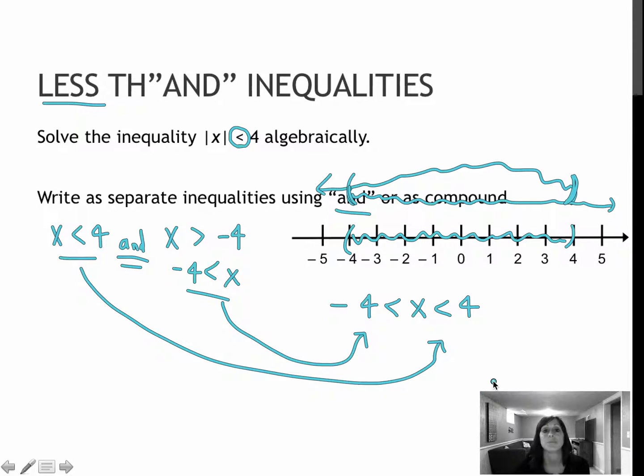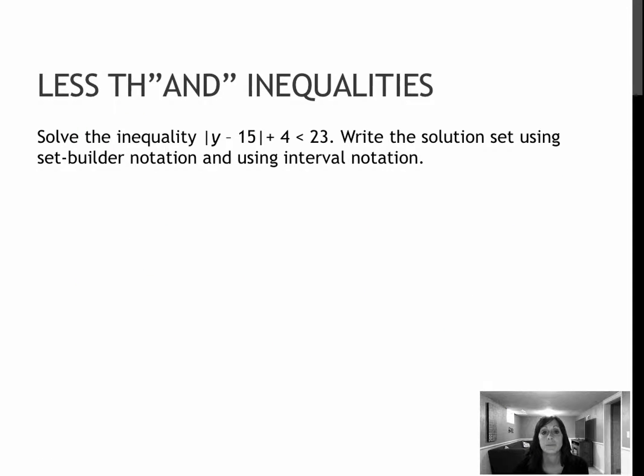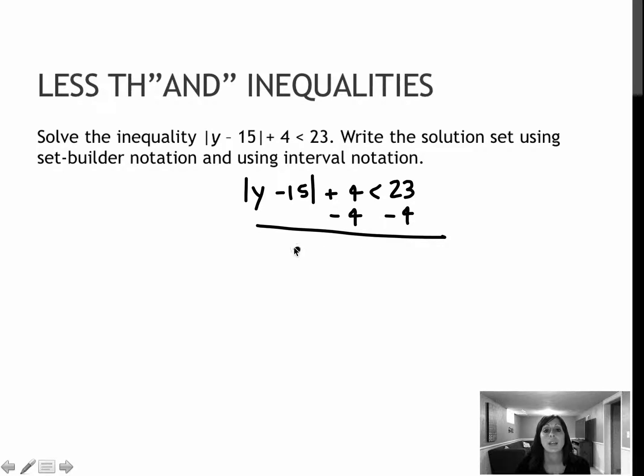That's all we did. Let's try another. For this question, before I can write it twice, I've got this +4 in the way. So here's my original: absolute value of y minus 15, plus 4, is less than 23. I can't write it two times until I get that absolute value alone. That gives me the absolute value of y minus 15 is less than, so we always look for that sign, less than 19.